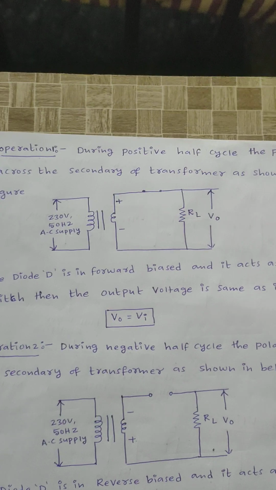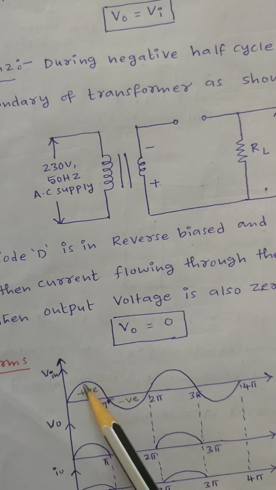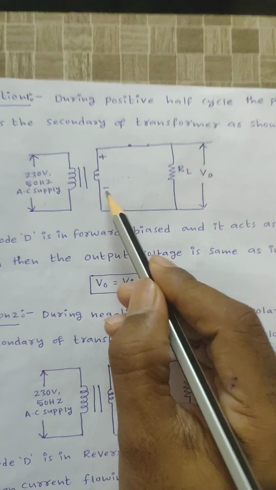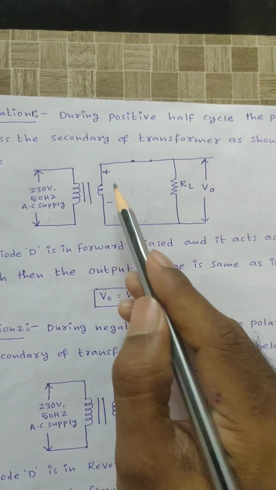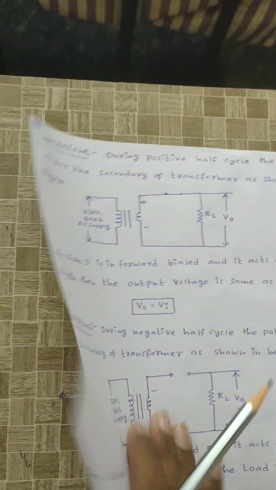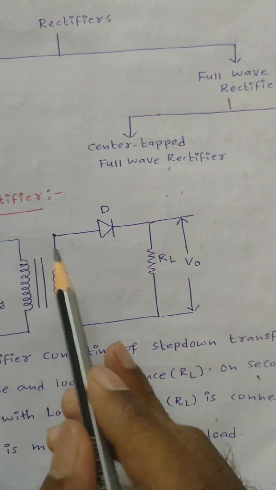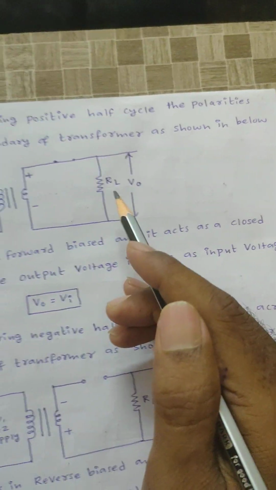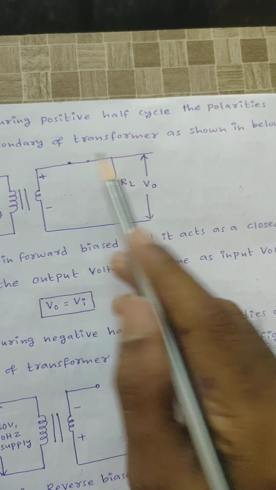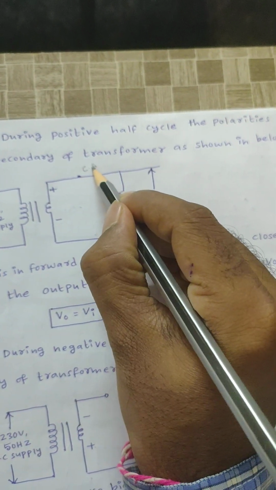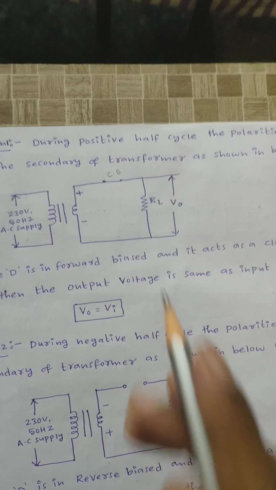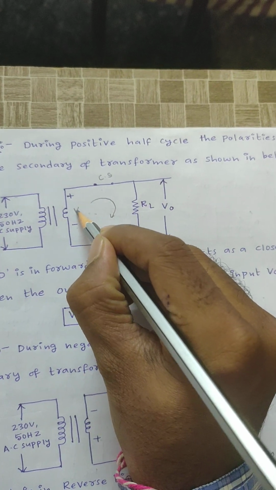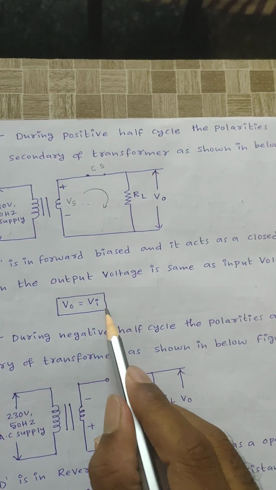During the positive half cycle, the polarities across the secondary of the transformer are plus at the top and minus at the bottom. Plus is given to the anode and minus is given to the cathode, so the diode is in forward bias. When the diode is in forward bias it acts as a closed switch. Then if we apply KVL, the output voltage is the same as the input voltage.